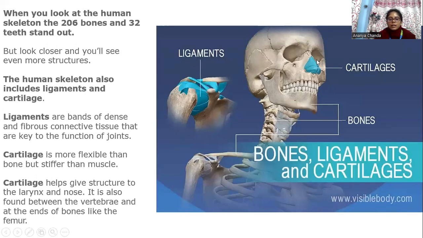Then comes the cartilage. Cartilage is a more flexible element than bone but stiffer than muscle. It is not as soft as muscle, but it is not as hard as bone. Cartilage helps in giving structure to the larynx and the nose region. It is also found in the vertebrae and at the ends of bones like the femur, which is the thigh bone.